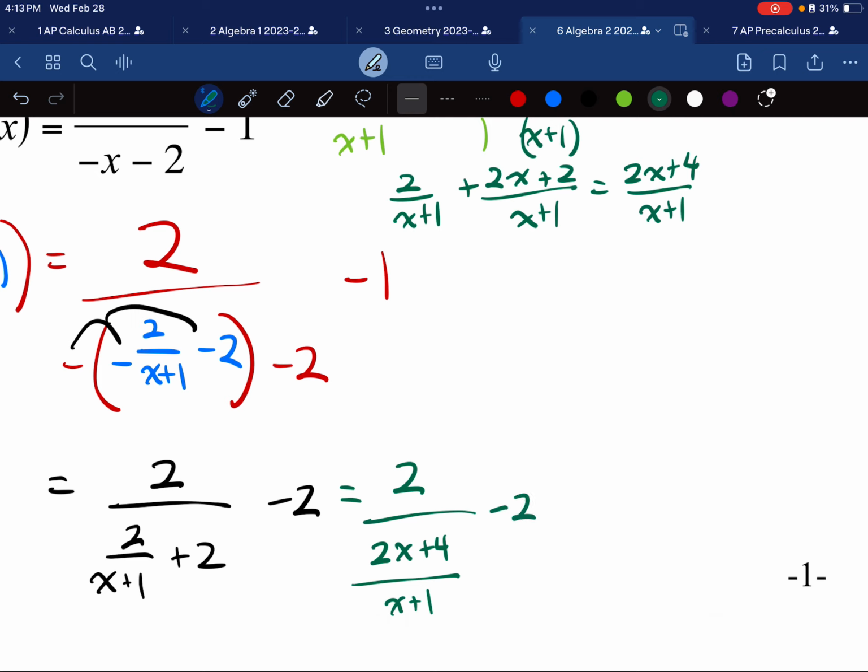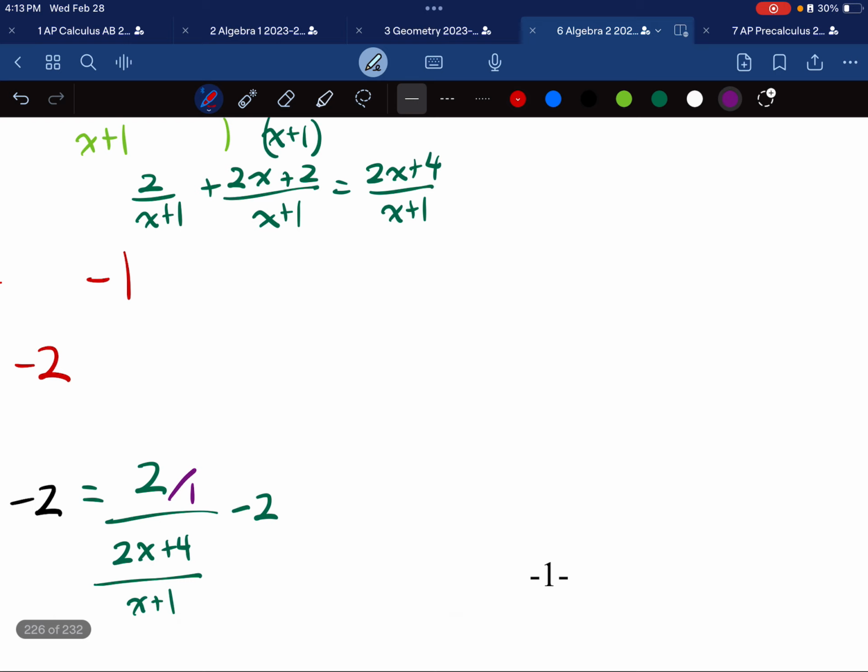So from here, I have a fraction divided by a fraction. Technically, this is 2 over 1 divided by this 2x plus 4 over x plus 1. A fraction divided by a fraction, you keep, change, flip. It's a little bit complicated, but we can do this. Here we go. Keep it: 2 over 1, change it to multiplication, and flip it to x plus 1 on the top now, and 2x plus 4 on the bottom.